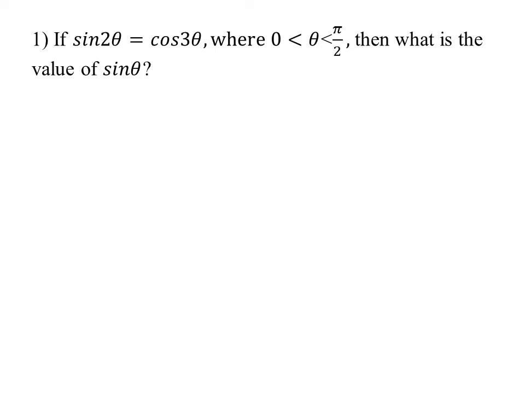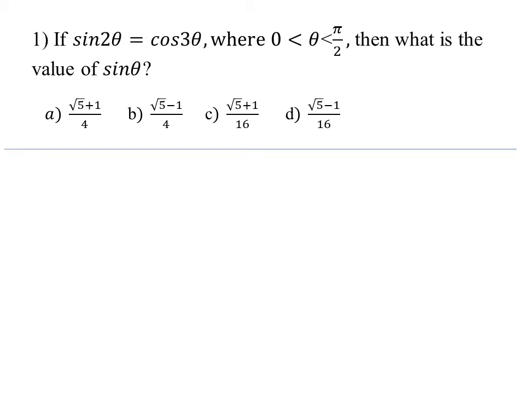The first one: if sin 2θ equal to cos 3θ, where 0 is less than θ less than π by 2, then what is the value of sin θ? Four options are there. Option A, (√5 + 1) by 4. Option B, (√5 - 1) by 4. Option C, (√5 + 1) by 16. And option D, (√5 - 1) by 16. Here given that sin 2θ equal to cos 3θ. We can write cos 3θ in terms of sin using the quadrant system as sin(π/2 - 3θ).